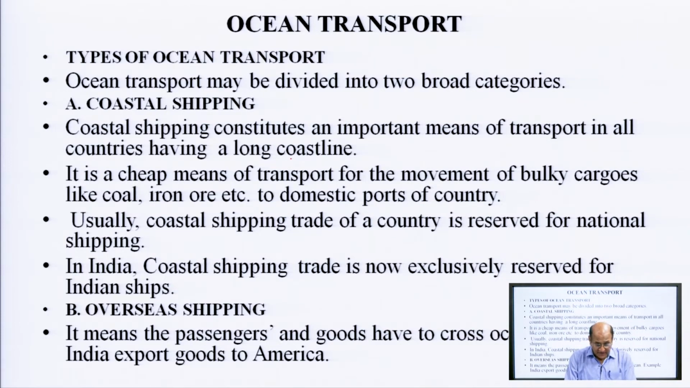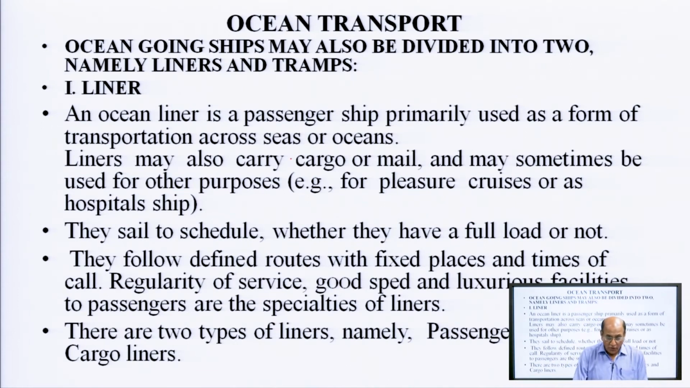Overseas shipping means passengers and goods have to cross the ocean. For example, India exports goods to America. Ocean going ships may also be divided into two, namely liners and tramps. An ocean liner is a passenger ship primarily used as a form of transportation across the seas or oceans. Liners may also carry cargo and mails and may sometimes be used for other purposes like pleasure cruise or as a hospital ship.